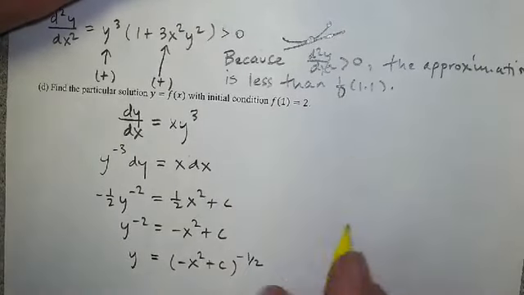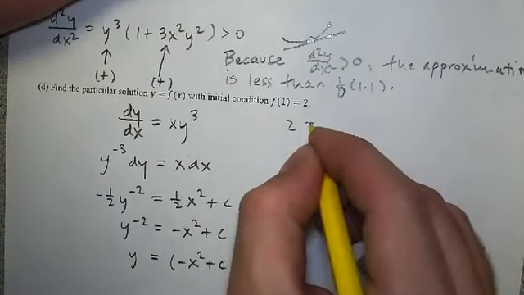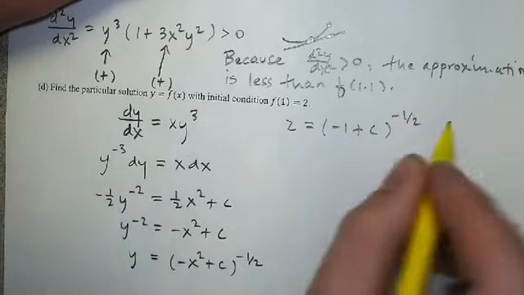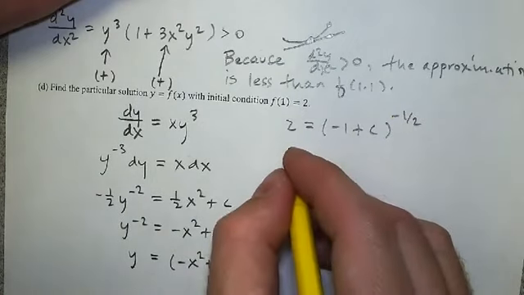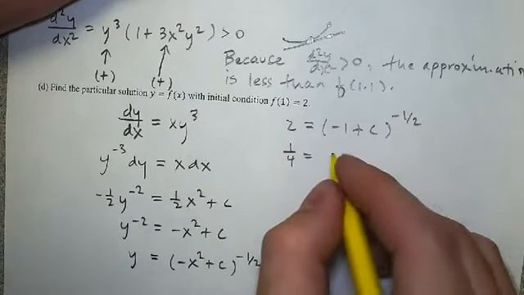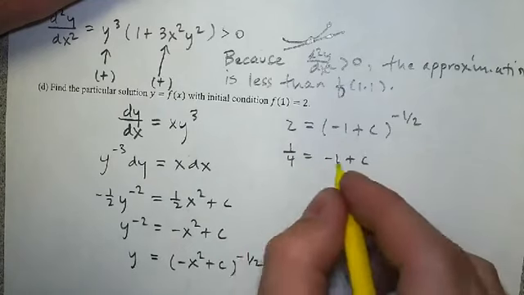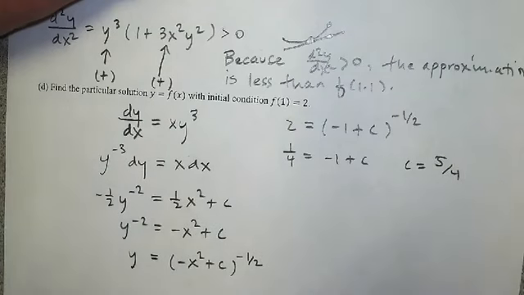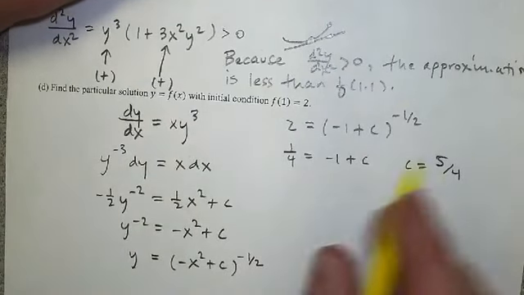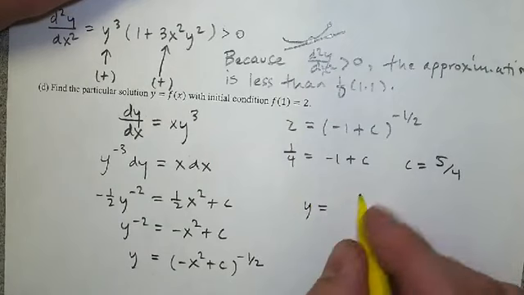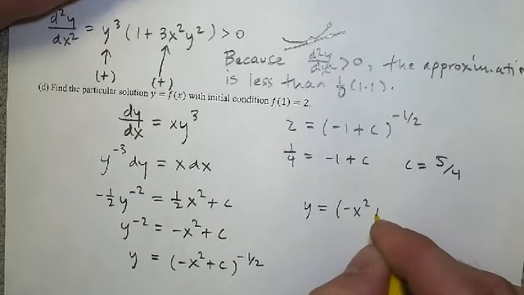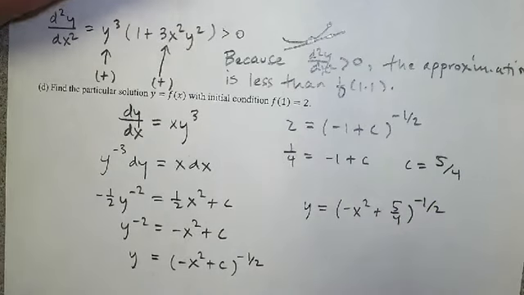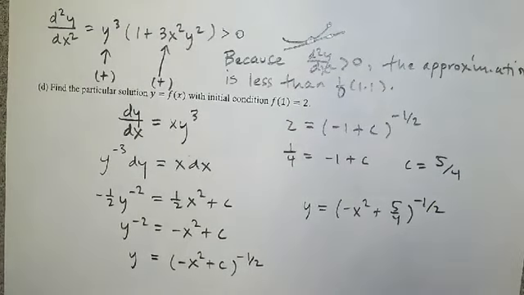If I want the particular solution, I'm going to plug in f of 1 equals 2. So 2 equals negative 1 plus c to the negative 1/2 power. Take both sides to the negative 2 power: 1/4 is equal to negative 1 plus c. C equals 5/4. All right, so my solution, y equals f of x, is y equals negative x squared plus 5/4 to the negative 1/2. Okay, I'll stop there. All right, number 3.